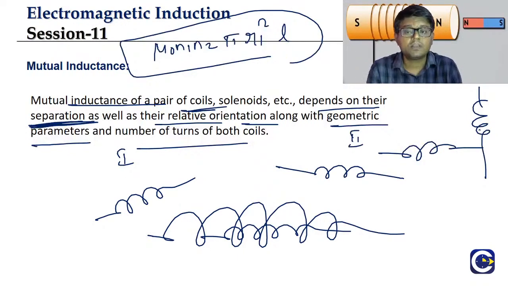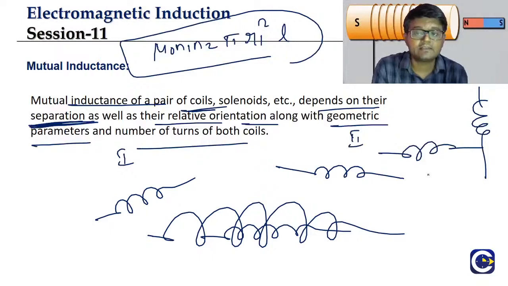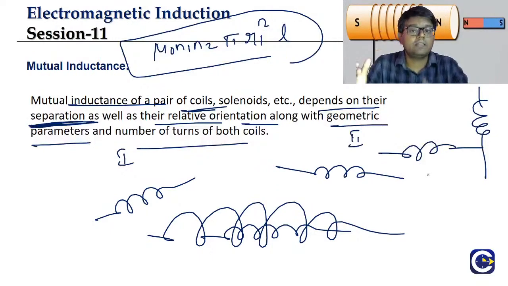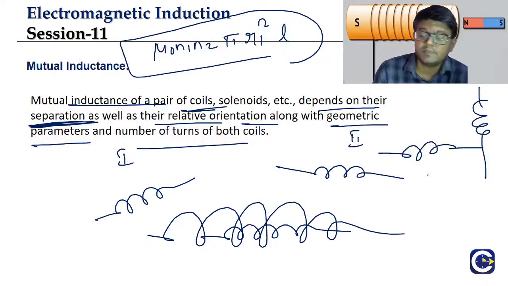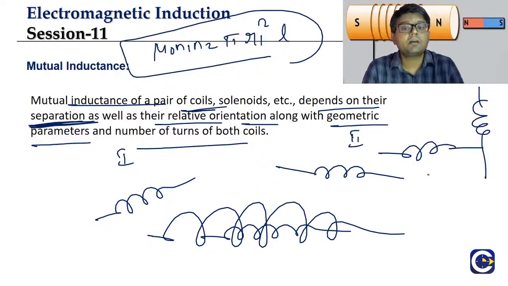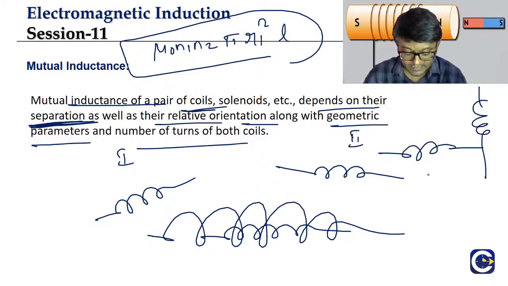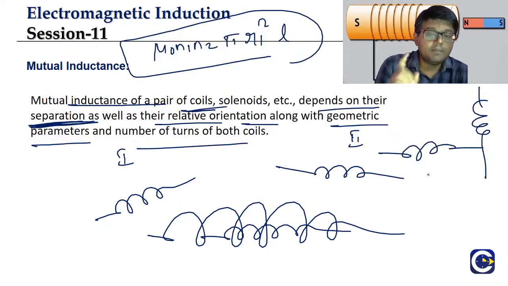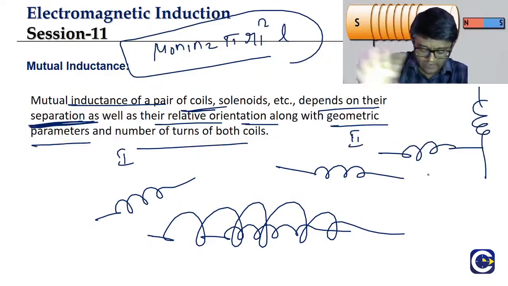Orientation means the angle between the axis of solenoid 1 and the axis of solenoid 2. Apart from that, the regular factors, the geometric parameters of the coils and the number of turns, also play a role in finding the mutual inductance. We don't have a discussion of the general cases here.